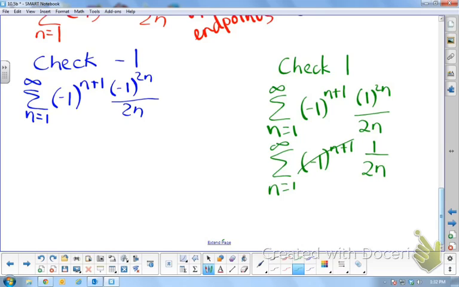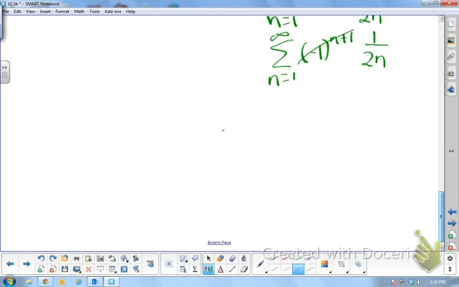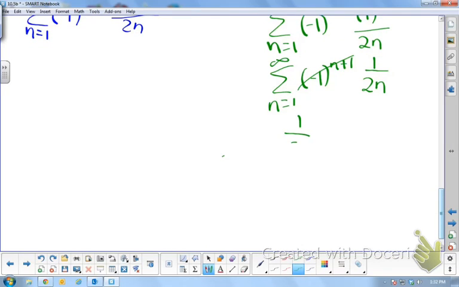We have to check if they get smaller. We have 1 over 2, 1 over 4, 1 over 6, over 8.